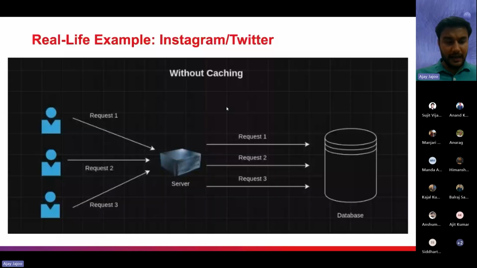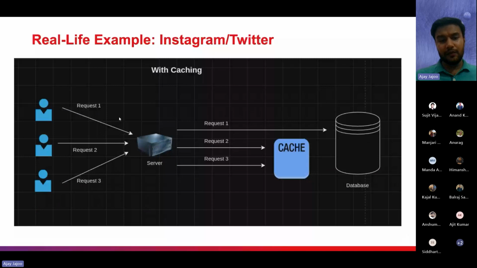So, kind of a diagram. See, these are three users which are sending requests to the server, and these requests would be served, and this will hit our database and data would be retrieved. This is without caching. Now with caching, let's say there are three users making a call to the server with some API call.